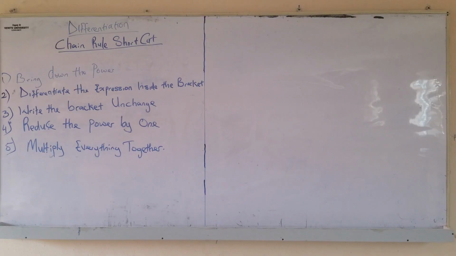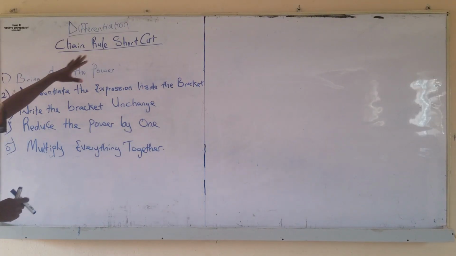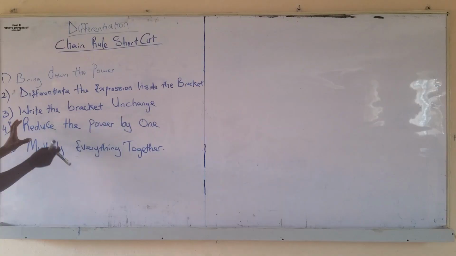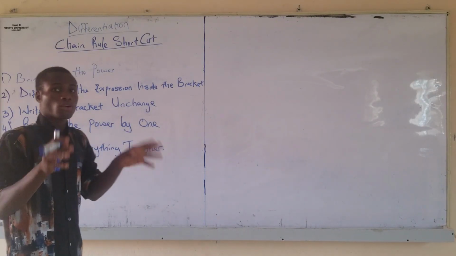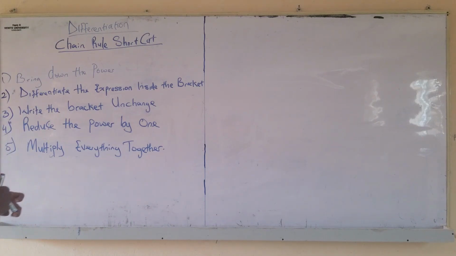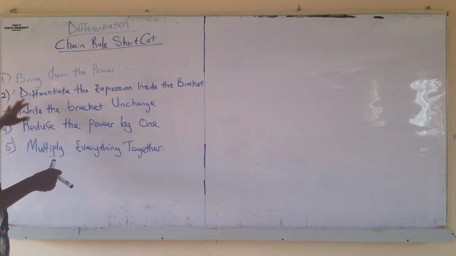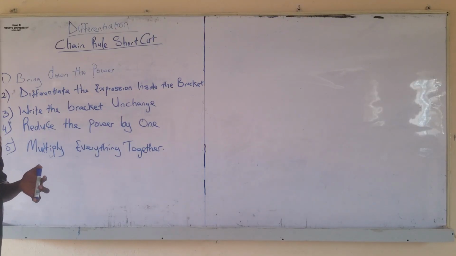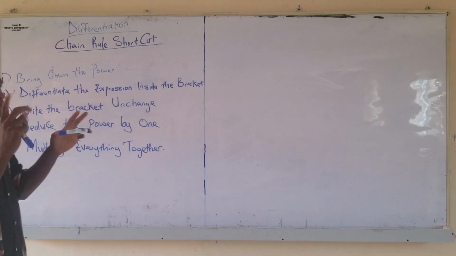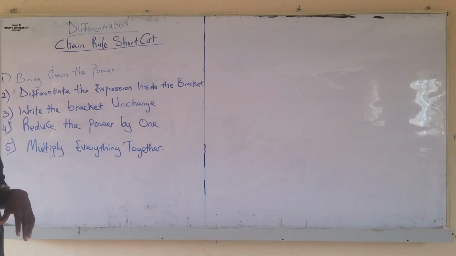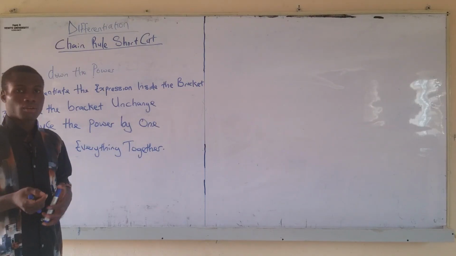So using these 5 steps, I'll show you how to solve any question based on the chain rule. The first is what? Bring down the power. The second step, differentiate the expression inside the brackets. The third step says write the brackets unchanged. The fourth step, reduce the power by 1. And the last step, multiply everything together.